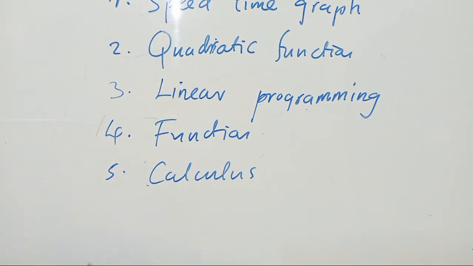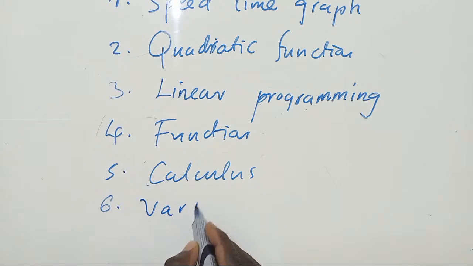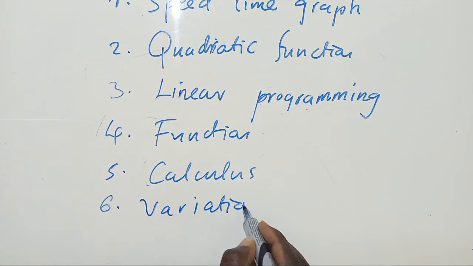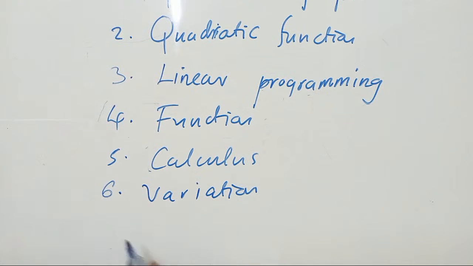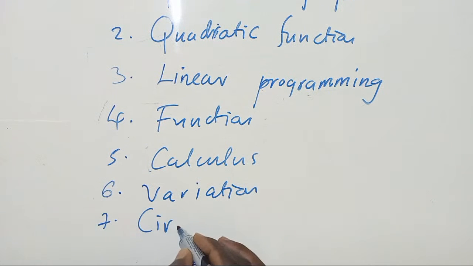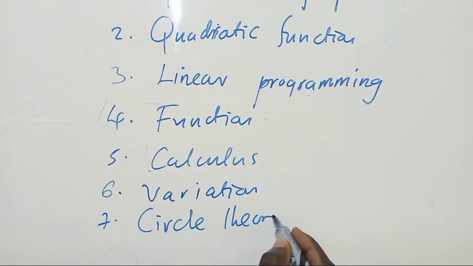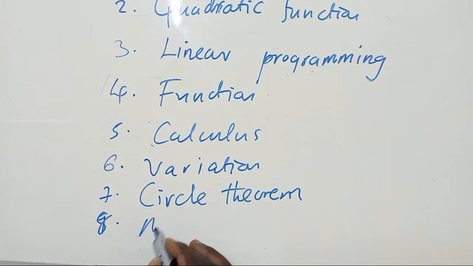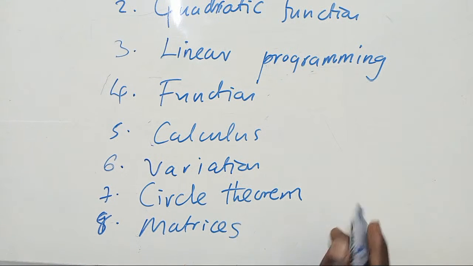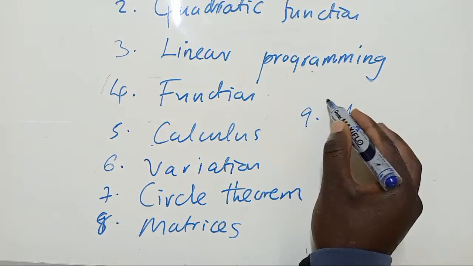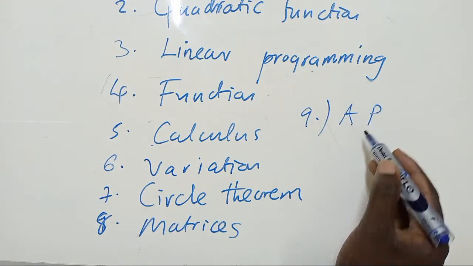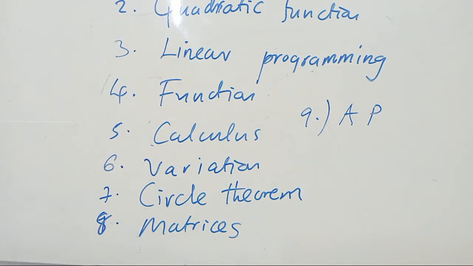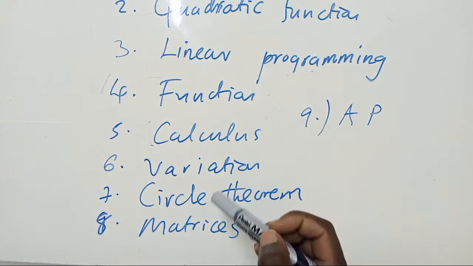You also need to know variation. Questions don't miss. You need to know circle theorem. You need to know matrices. You need to know AP, arithmetic progression. The way it is with sequences, AP comes in paper one, and then GP in paper two.